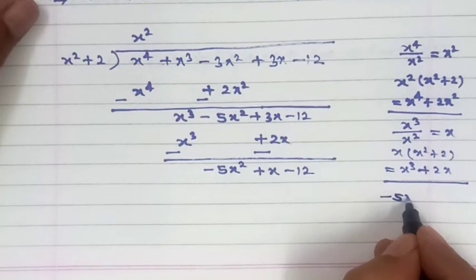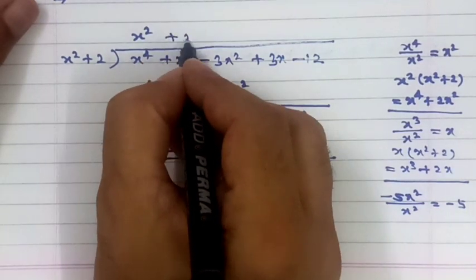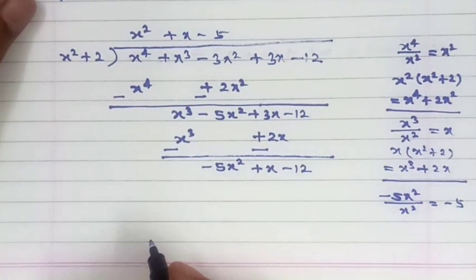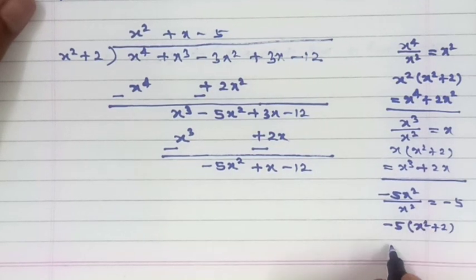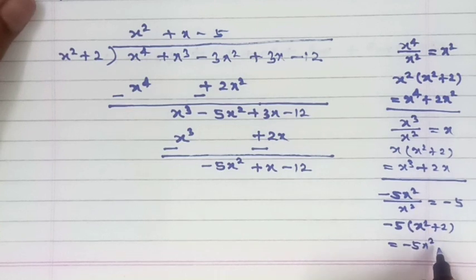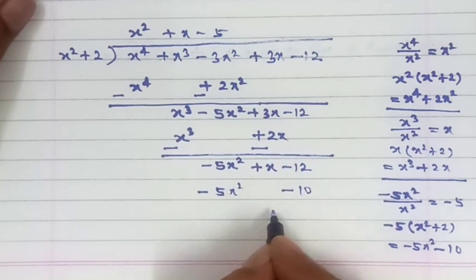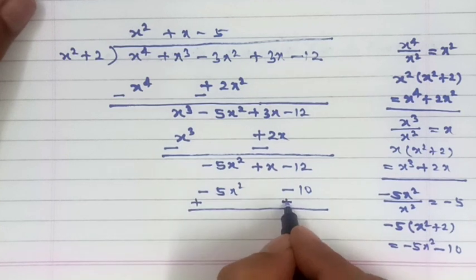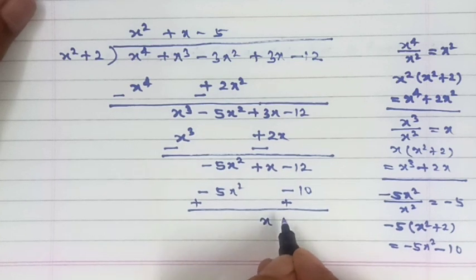So minus 5x square upon x square will give you minus 5. So write down here minus 5. You have written x square, you have written x, and you have written minus 5. Then multiply minus 5 to x square plus 2. You will get minus 5x square and minus 10. Write down here minus 5x square and then minus 10. Change the sign. Minus minus becomes plus and minus becomes plus. Minus 5x square plus 5x square is 0. X, and then here minus 12 plus 10 gives you minus 2.